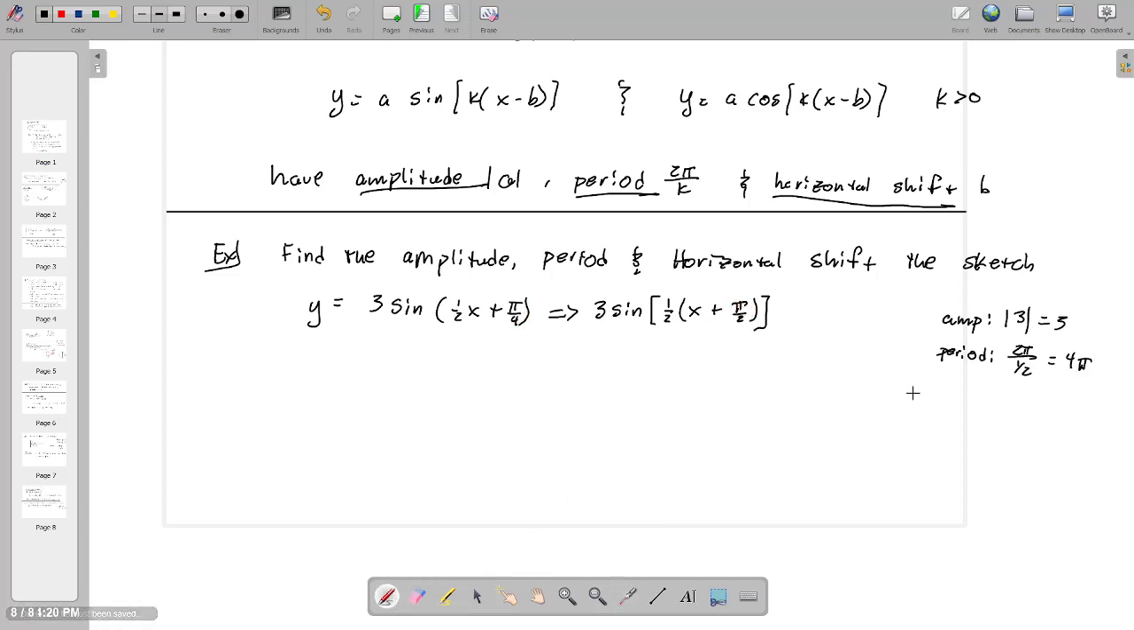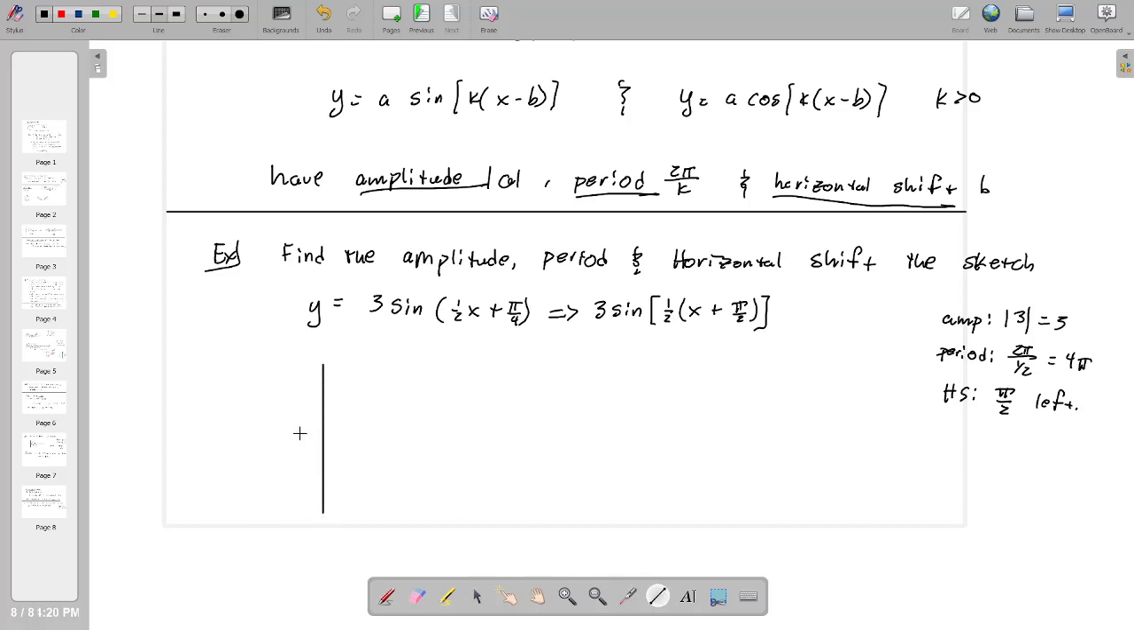Our horizontal shift is pi over 2 to the left, or just negative pi over 2 if you prefer that nomenclature. Anyway, my point is that you need to make sure this 1/2 is factored out. If it's not factored out, you need to factor it out.